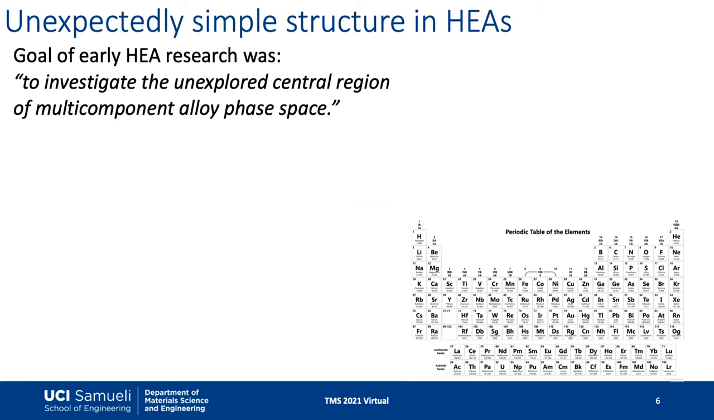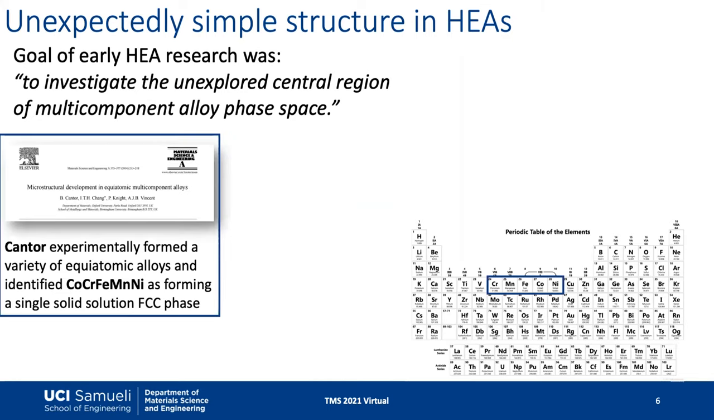The background of the first well-reported explorations of this compositional space really came about by Brian Cantor and his team at Oxford, where the goal of the early HEA research was, as stated there, to investigate the unexplored central region of multi-component alloy phase space. You can see here on the periodic table the elements they were focusing in on. Perhaps fortuitous, this alloy that they focused on, they looked at many, but the one that they ended up focusing on formed a single solid solution FCC phase, equiatomic, five elements.